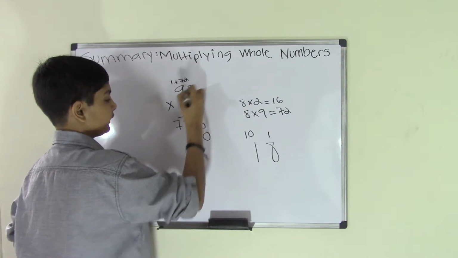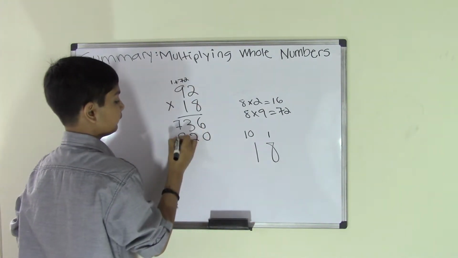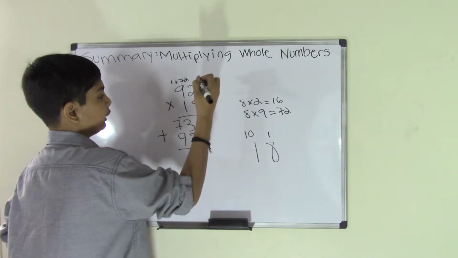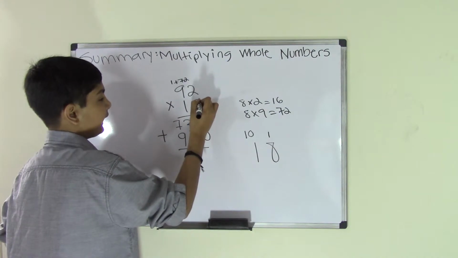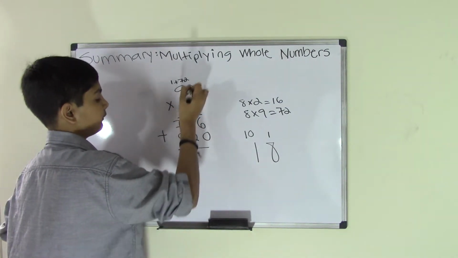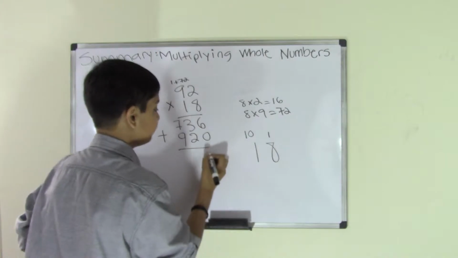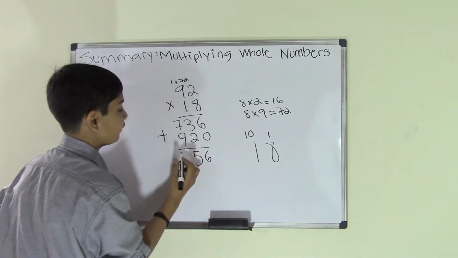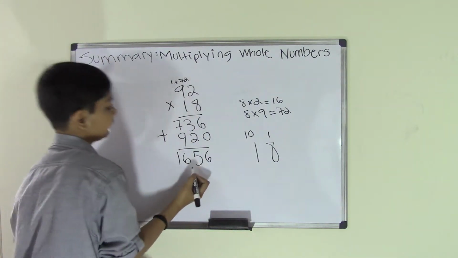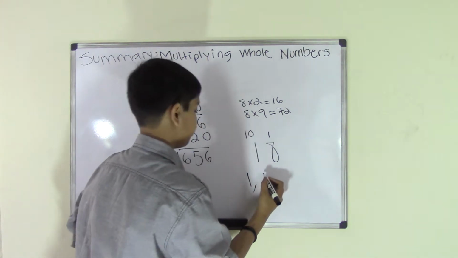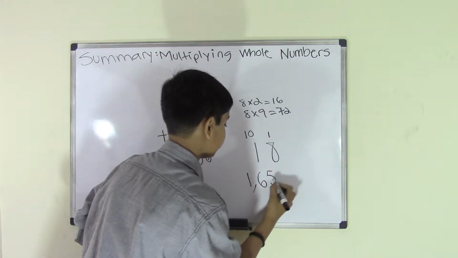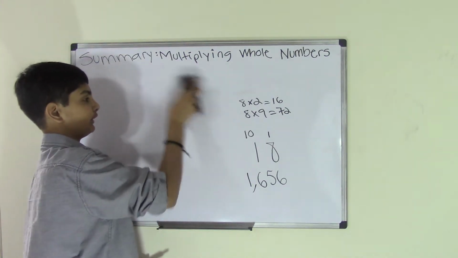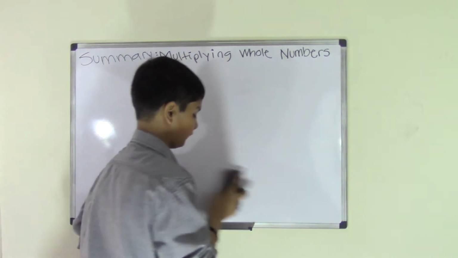So let's do 1 times 2 is 2. 1 times 9 is 9. We go ahead and add those. Why do we add them? Because we have two products over here. We have 8 times 92 and we have 10 times 92. So we add those products. So 6 plus 0 is 6, 3 plus 2 is 5, and 7 plus 9 is 16, and we get a product of 1,656.